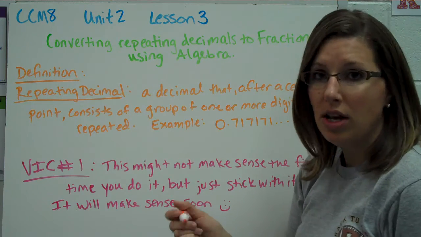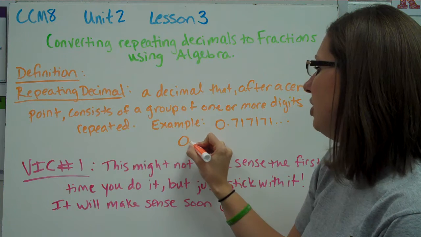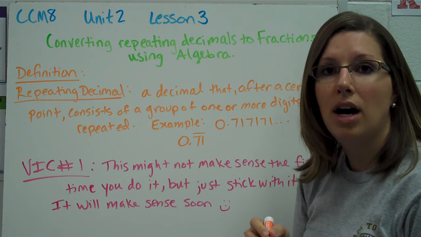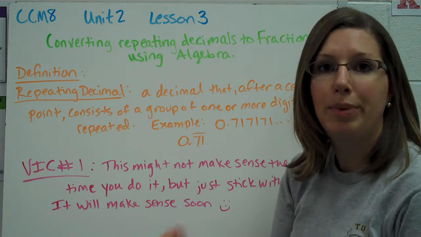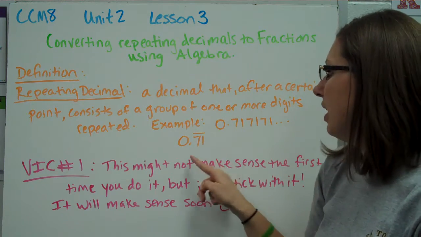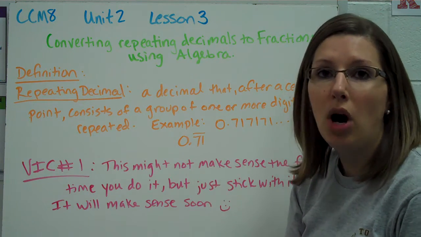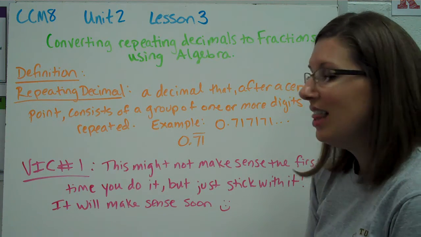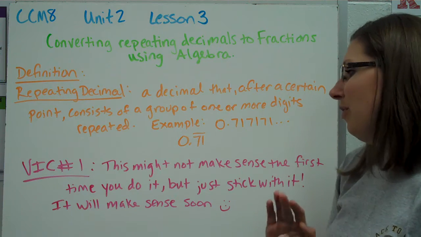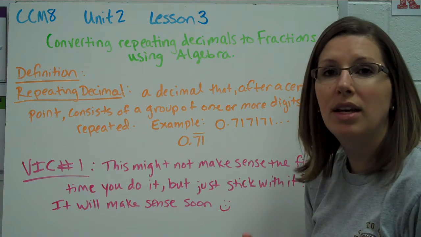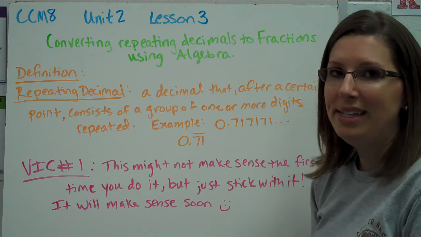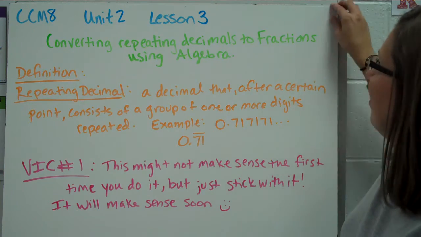0.717171... Also, it has a bar notation, which you'll see sometimes. And the bar goes over the digits that repeat. So in this case, both the 7 and the 1 repeat, so the bar is over both. Number one, this might not make sense the first time you do it. This concept is very interesting, but just stick with it. It will make sense after a while.